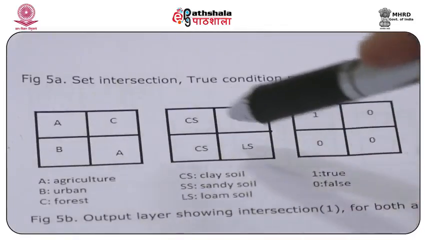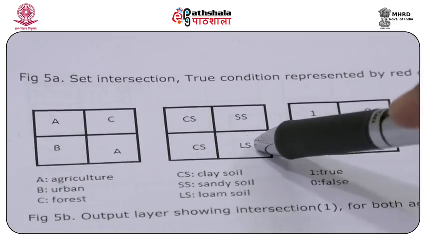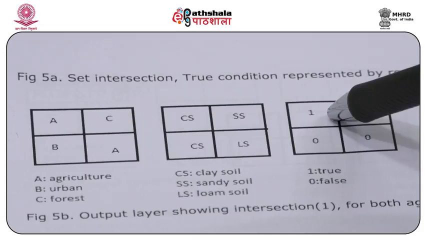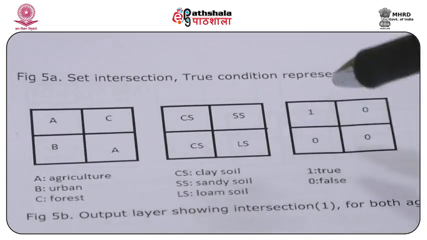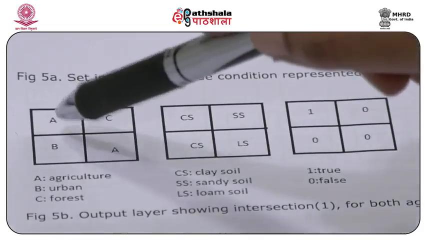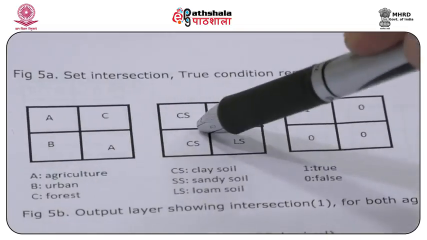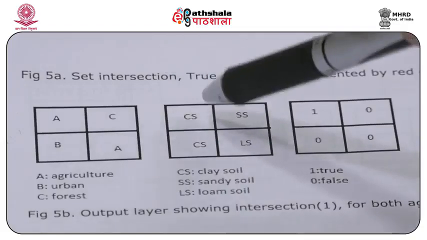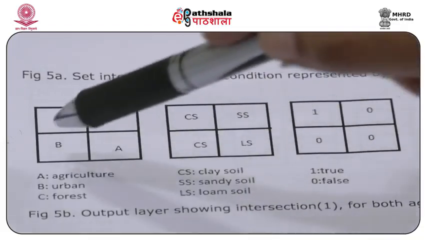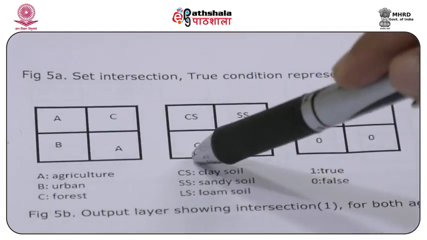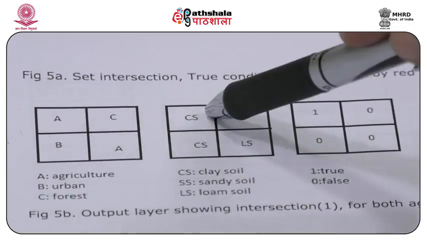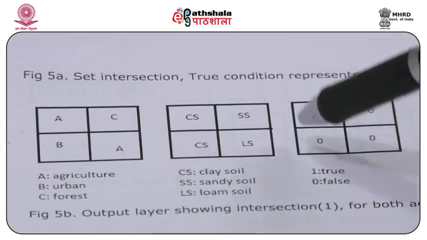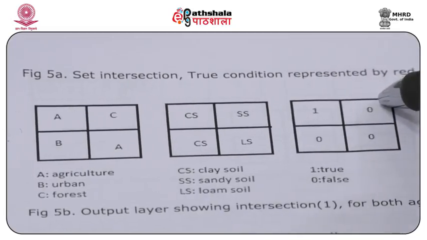So if we look at a similar figure to the one we had for OR, you will notice that there is a 1 in only one of these pixels, that is the left hand corner. Why is that? Because we want to satisfy a condition: it should be agricultural area and it should be clay soil. That is satisfied only in the first pixel. Other pixels might have agriculture or they might have clay soil, but both conditions are satisfied in only one pixel. So that pixel is true and the rest of the 3 pixels are 0.